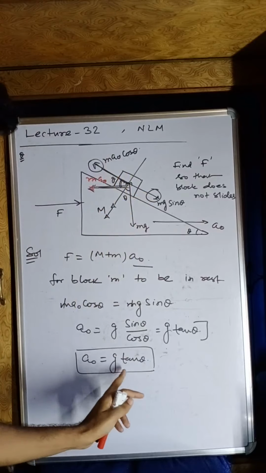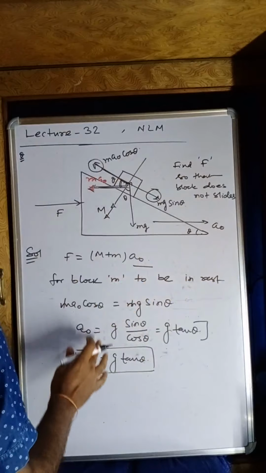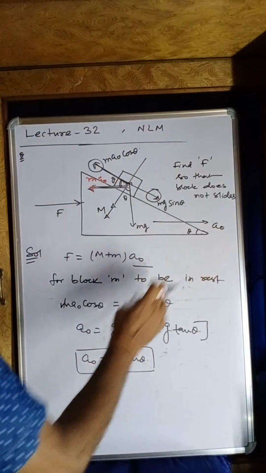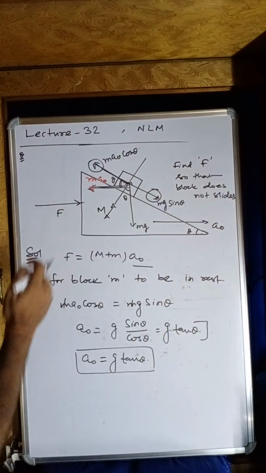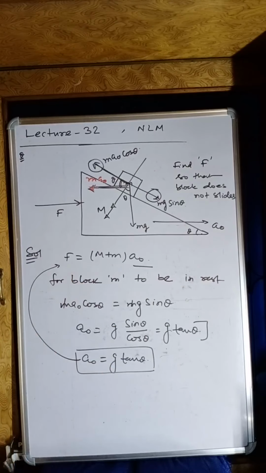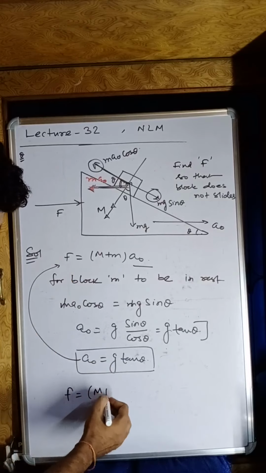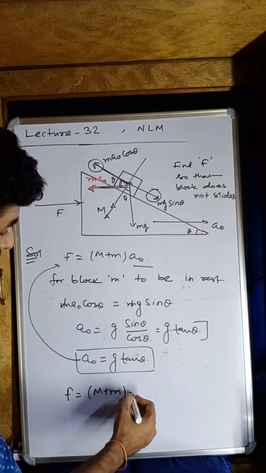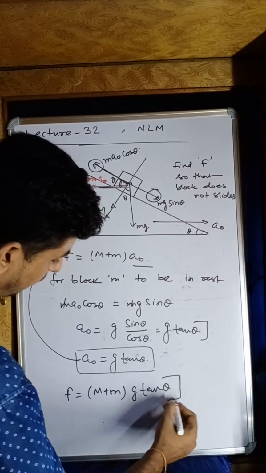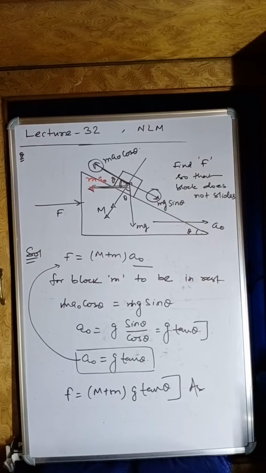What should be the acceleration? It is g tan theta. And if the entire system has acceleration g tan theta, of course, we got a0 as g tan theta. So the force will be, we put the value of a0, g tan theta, in this equation. F will be (M plus m) into a0, which is g tan theta. This is our answer. I hope you understand.